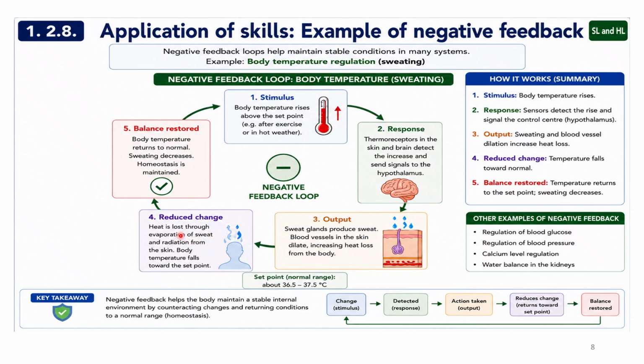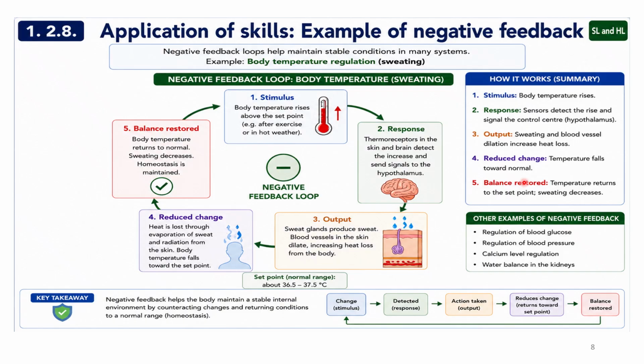Once the temperature returns to the normal range, sweating decreases and blood vessels return to their usual diameter, restoring homeostasis. This response opposes the original change, making it a classic negative feedback loop.